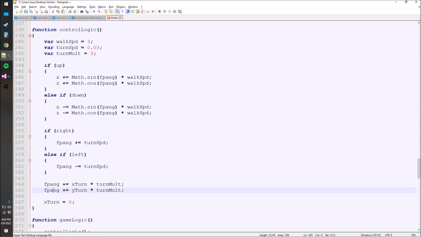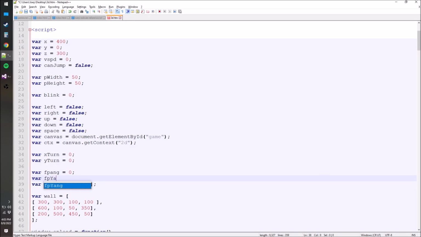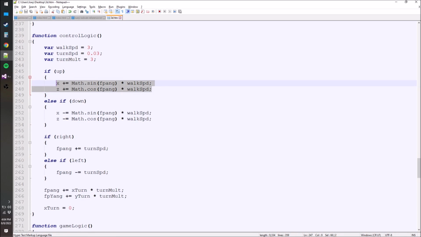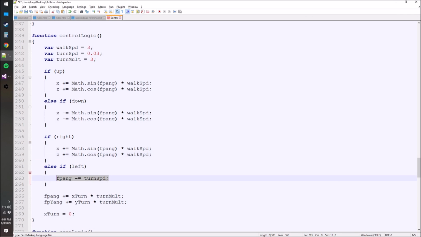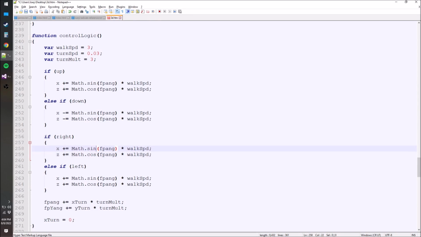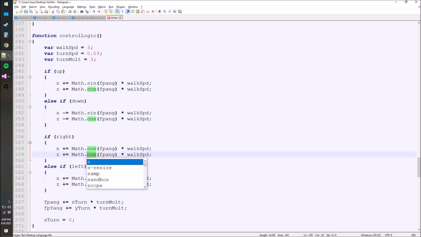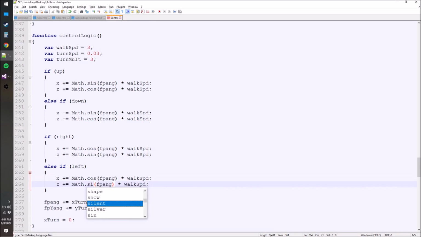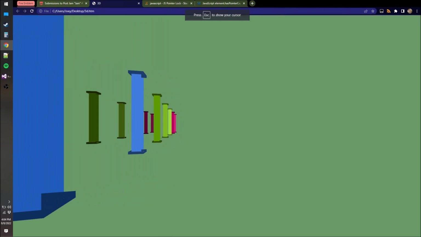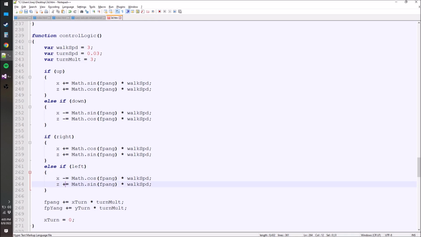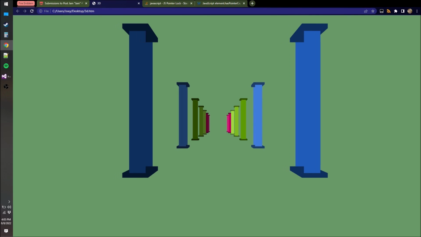It says first person angle. Let's do first person Y angle and define that. Let's make it so that left and right are now strafing controls. So I think all I have to do for this is just change the sines to cosines and the cosines to sines. No, that didn't work. Oh, right, I forgot the minus signs here. Hopefully this will work now.